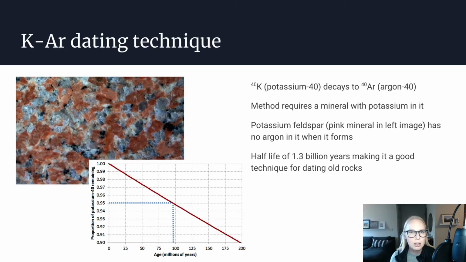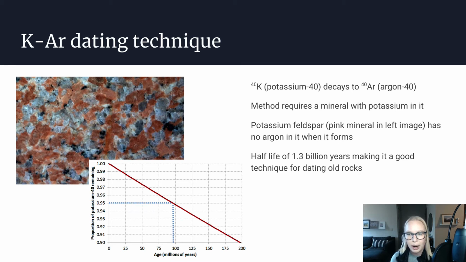Let's discuss a specific type of radiometric dating. This is potassium-argon dating, where you start off with potassium-40, which decays into argon-40. This is a pretty common radiometric dating technique, especially in geoscience, because it uses potassium and argon, and potassium is found in a number of minerals.